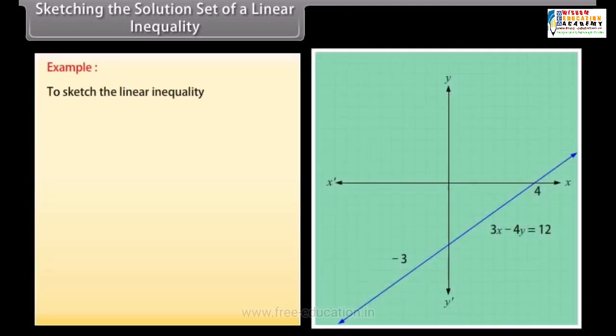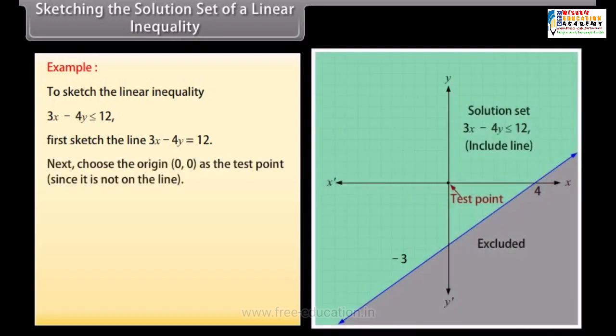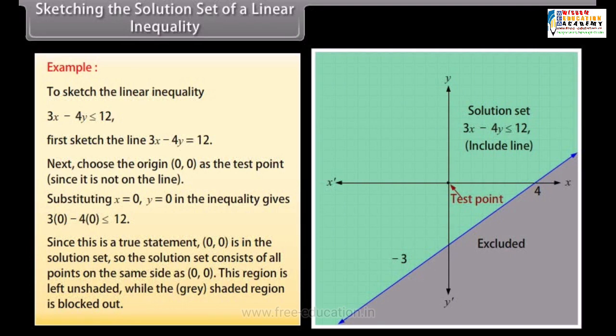Example: to sketch the linear inequality 3x minus 4y is smaller than or equal to 12, first sketch the line 3x minus 4y equals 12. Next, choose the origin 0, 0 as the test point since it is not on the line. Substituting x as 0, y as 0 in the inequality gives 3(0) minus 4(0) is smaller than or equal to 12. Since this is a true statement, 0, 0 is in the solution set, so the solution set consists of all points on the same side as 0, 0. This region is left unshaded, while the grey shaded region is blocked out.